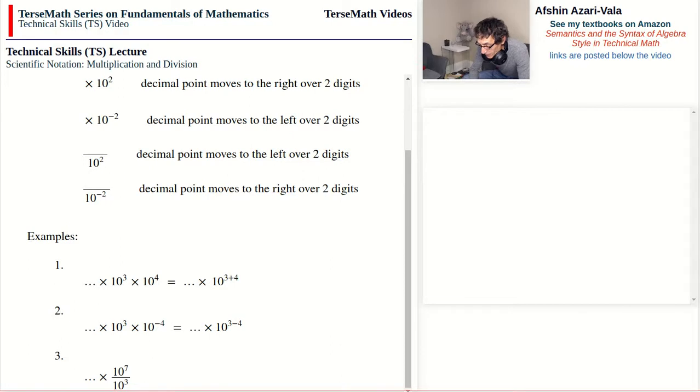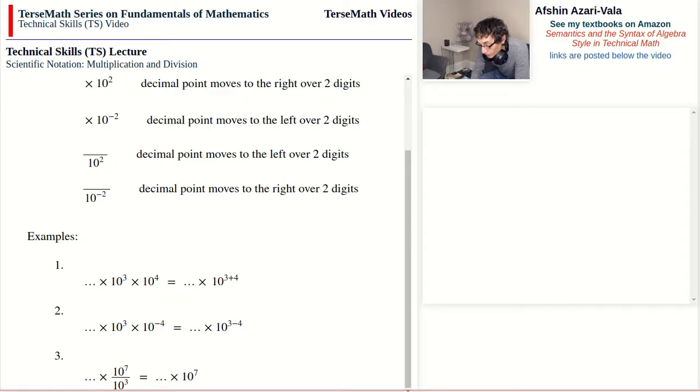Problem number 3. Now we have times 10 to the power of 7 divided by 10 to the power of 3. And we can write this down. Keep in mind that this is something else you should know. When you multiply by a division like this, you can think of it as multiplication by the top and then division by the bottom. So because we are multiplying by 10 to the power of 7, we can say the decimal point moves forward over 7 digits.